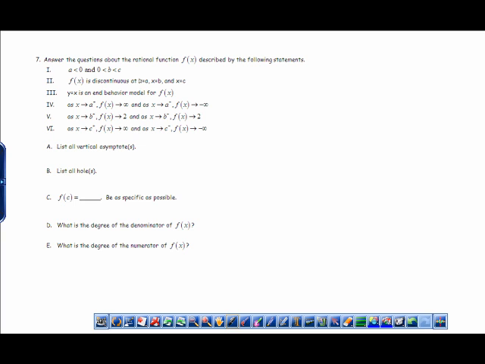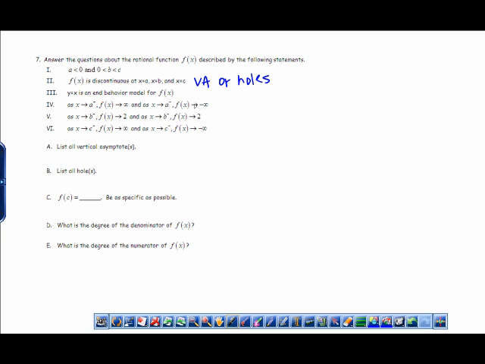It says f of x is discontinuous at A, B, and C. Now this could mean vertical asymptote or holes. Okay, let's write this down just because these are our notes. We don't know yet. Okay, y equals x is an end behavior for f of x. Now this is telling us about the degree. This is telling us that the degree of the numerator is 1 more than the degree of the denominator.